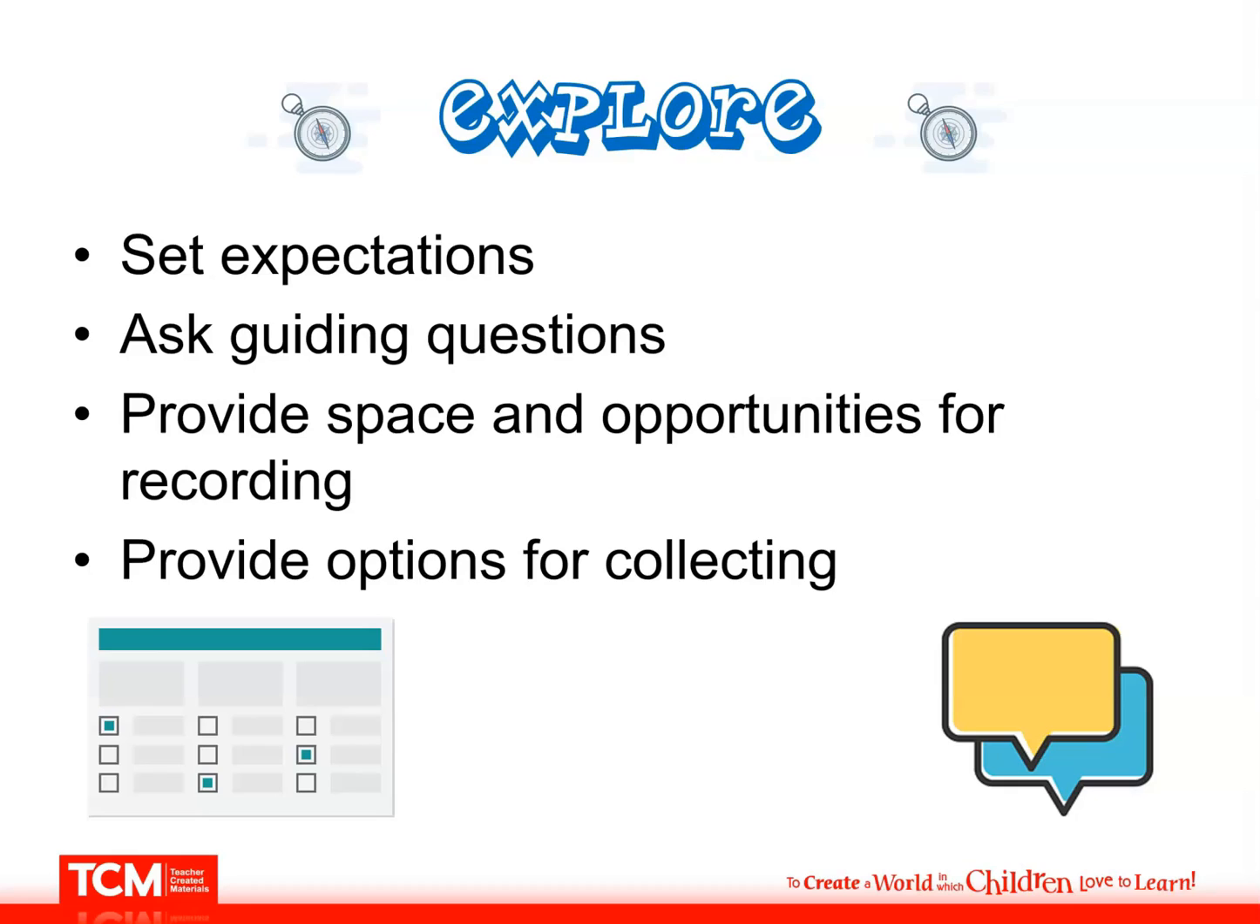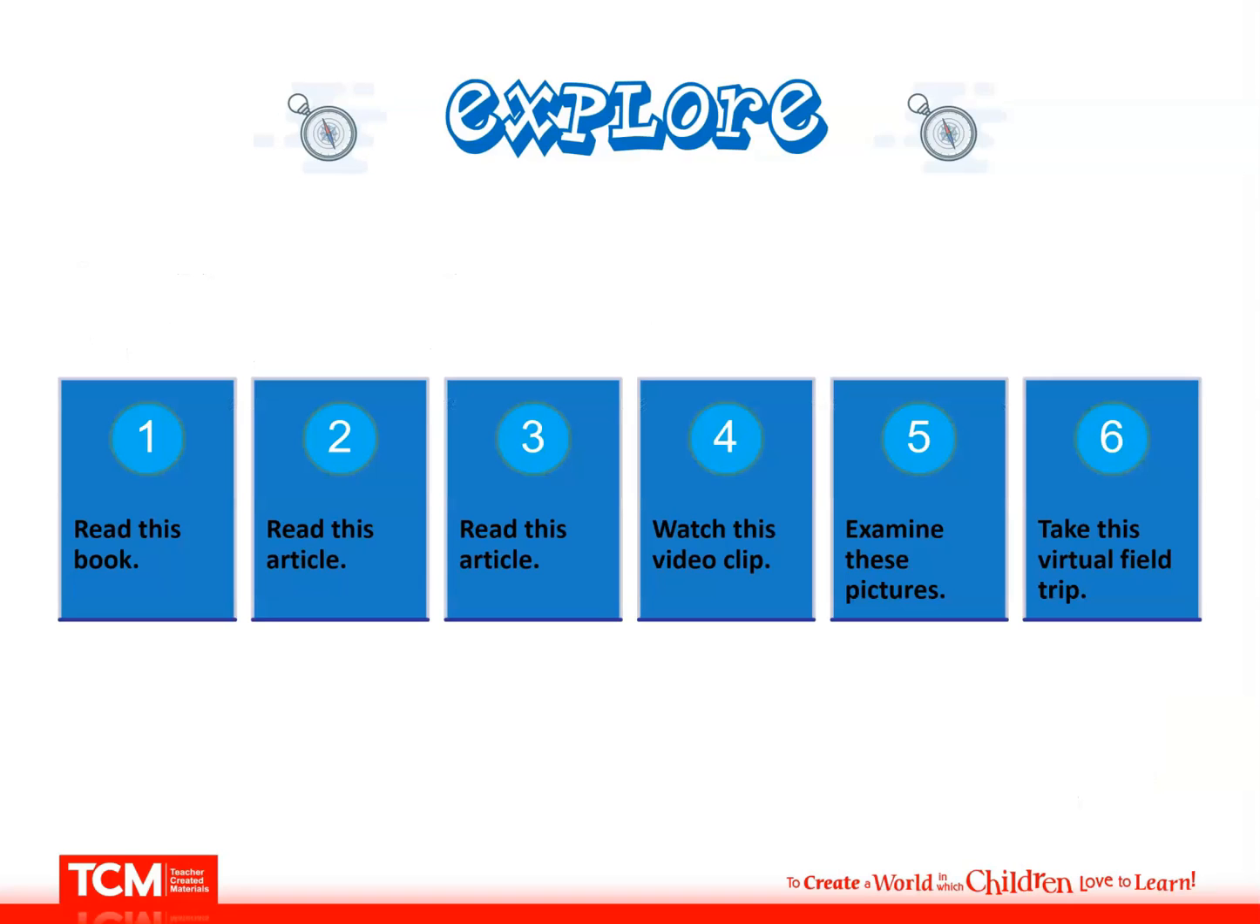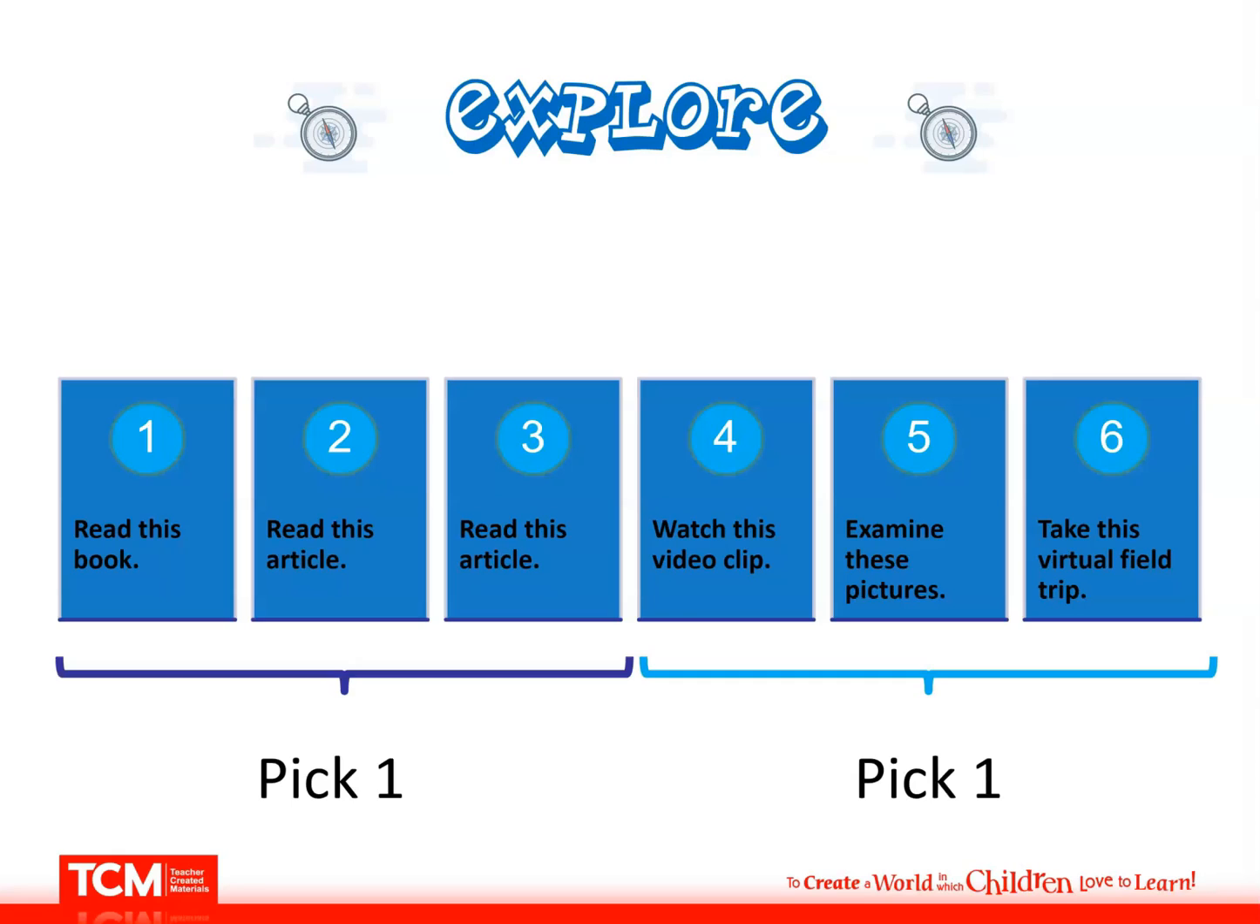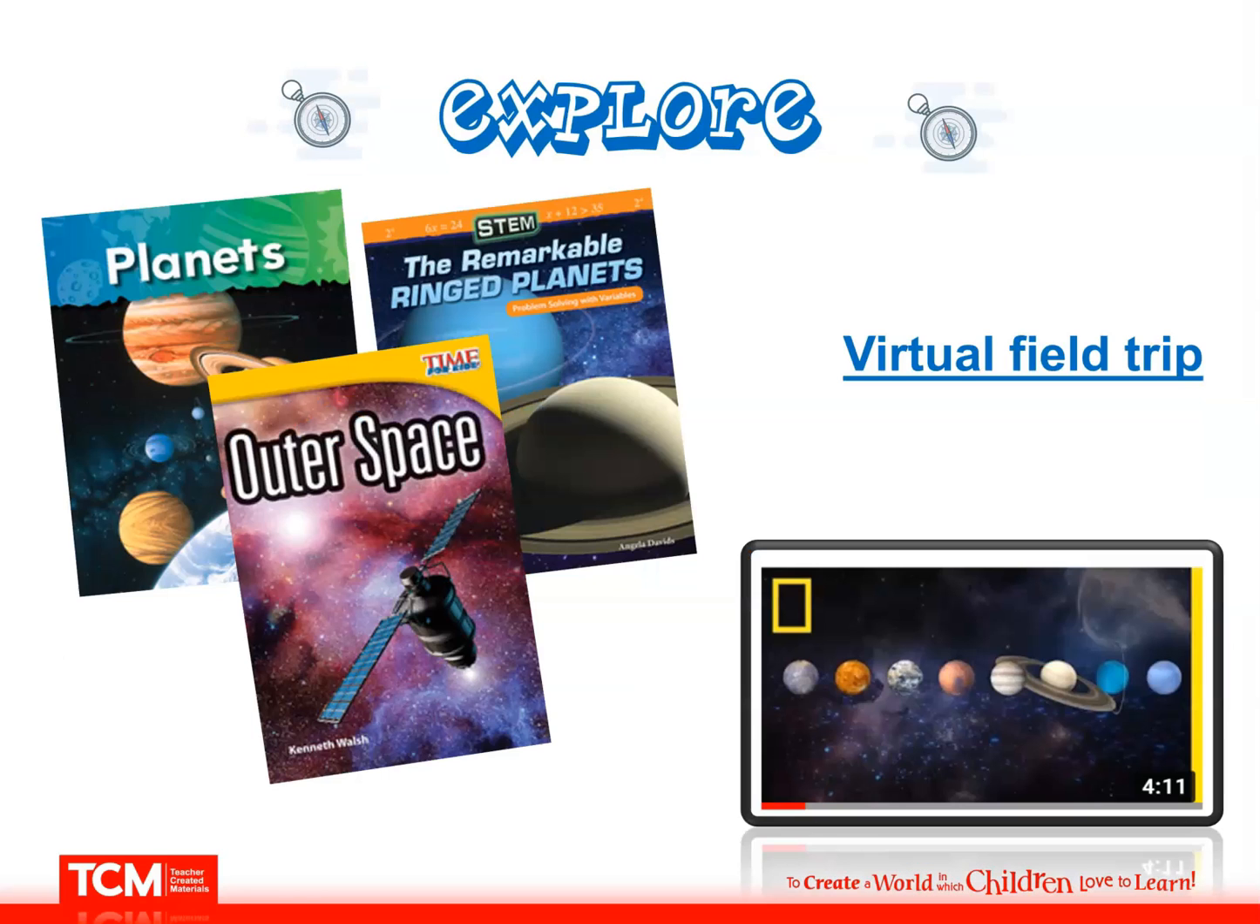Then you ensure that all students have access to a wide range of things to explore. Here's a list of 6 examples for planets. You're going to read this book, read an article, read a different article. There's a video clip, pictures, and a virtual field trip. In the exploration phase, students, you must pick one of these and one of these. So I would make sure students have links and access to the books or articles, the virtual field trip, the video, the photos, and say, okay, now you get to explore.